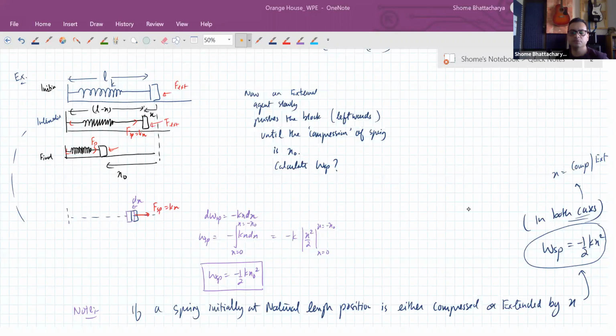Yes, we will do all that, Sarvesh, but we'll do it in the next stage when we discuss the work energy theorem. First, we have to learn the basic concept of what is the work done by the spring. So the important concept is that the work done by the spring is minus half kx square when we go from an initial state of natural length to a final state of compression or extension by x.